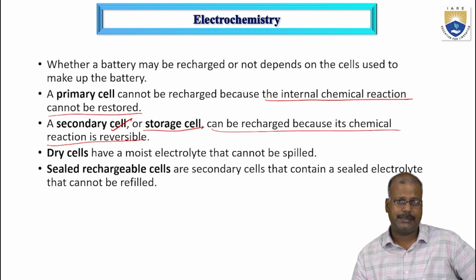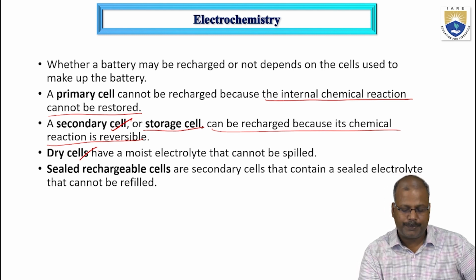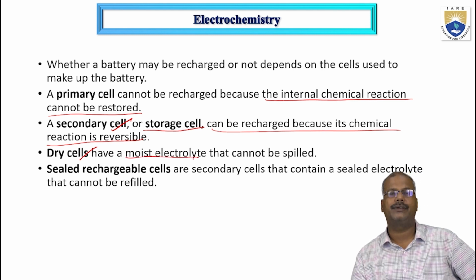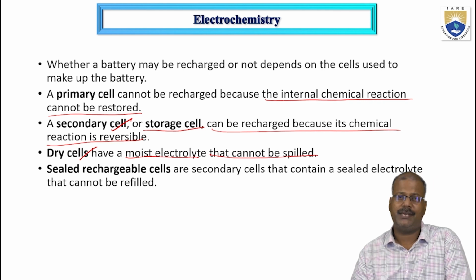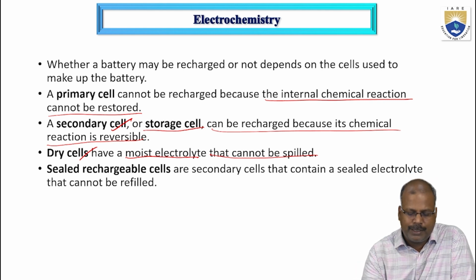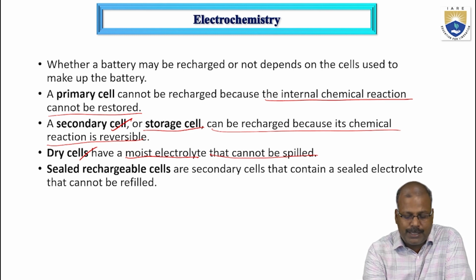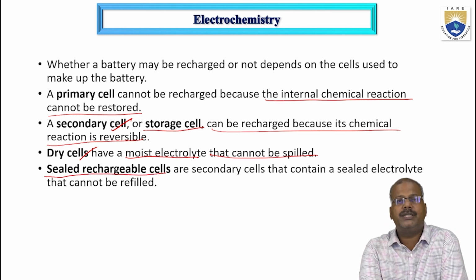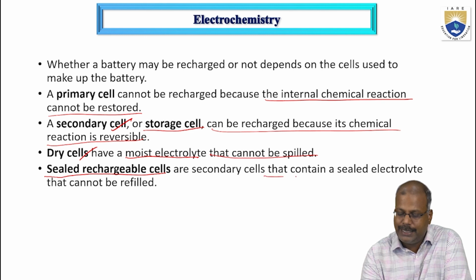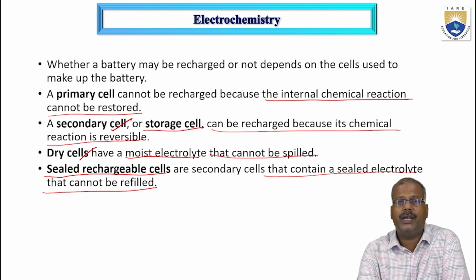Okay, dry cells, as we have seen in the previous picture, have a moist electrolyte that cannot be spilled. It's like a liquid; if it is liquid, it will get spilled, whereas a paste cannot easily get spilled. Dry cells have a moist electrolyte that cannot be spilled. It's safer. Sealed rechargeable cells: there are sealed rechargeable secondary batteries that contain a sealed electrolyte that cannot be refilled. Okay, the electrolyte is also sealed.